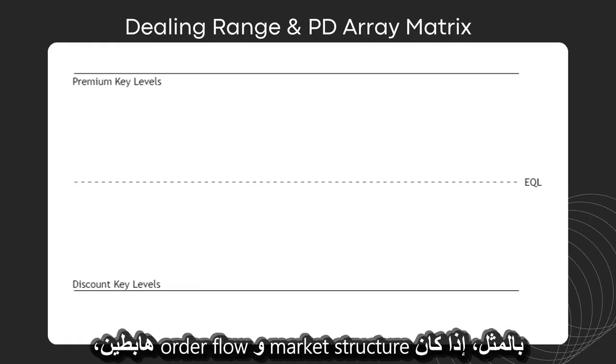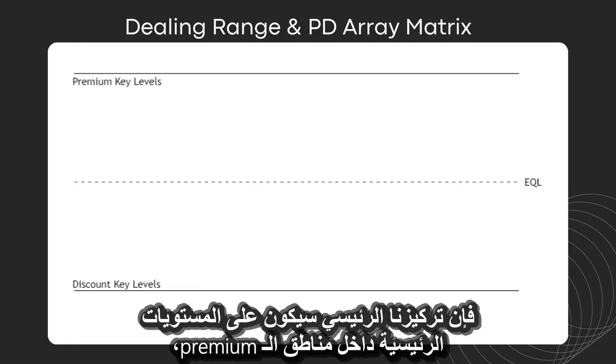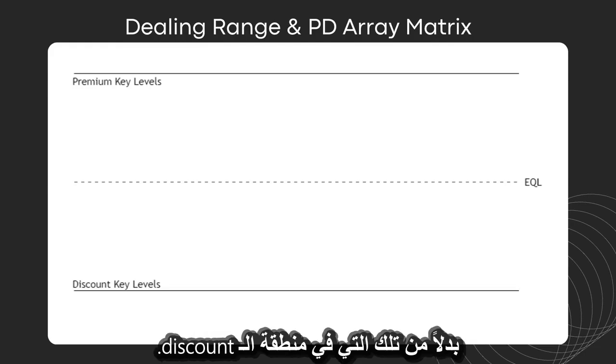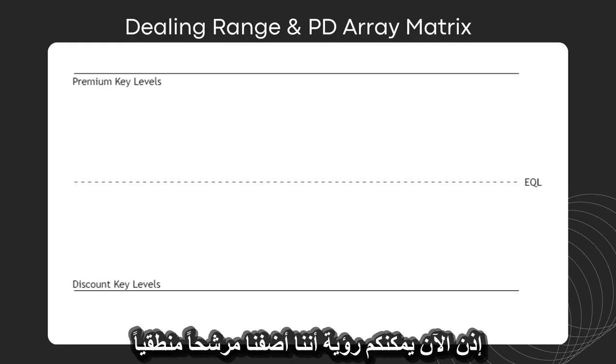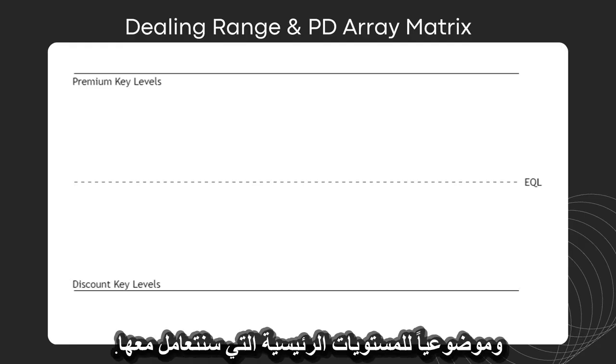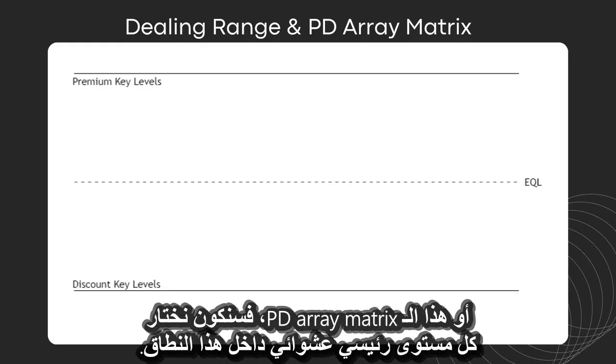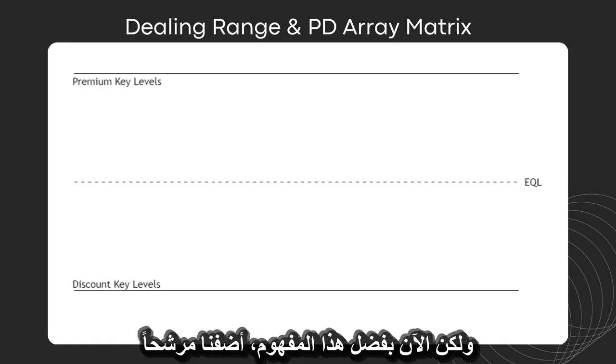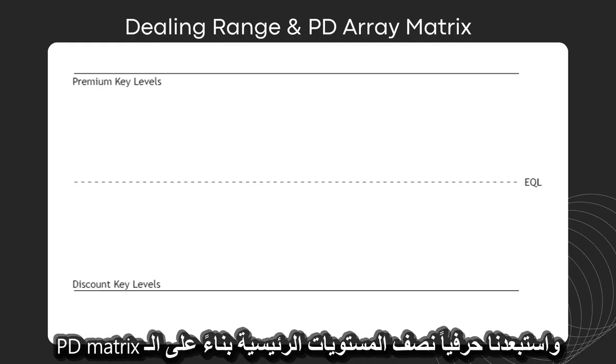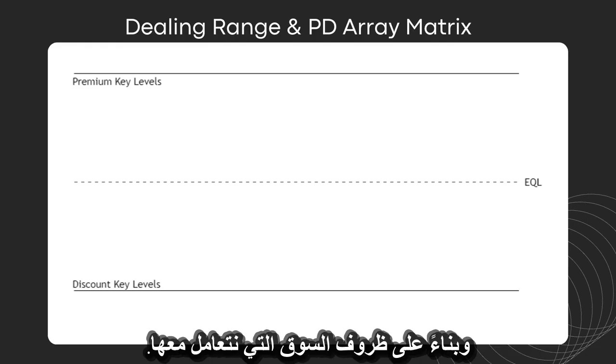Similarly, if the market structure in order flow is bearish, then our main focus would be on the key levels inside the premium regions instead of the ones that are in the discount. So now you can see that we've added a logical objective filter to the key levels that we're going to be dealing with. That's why it's called a dealing range. If we didn't have this filter or this PDRA matrix, then we would be selecting every random key level inside this range. But now, thanks to this concept, we've literally excluded half of the key levels based on the PDRA matrix and the market conditions that we are dealing with.